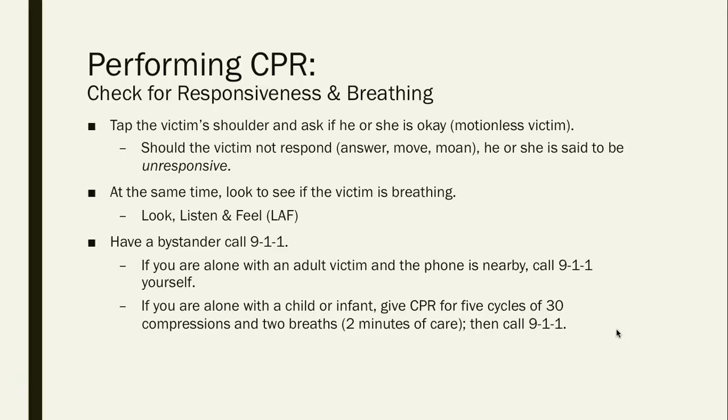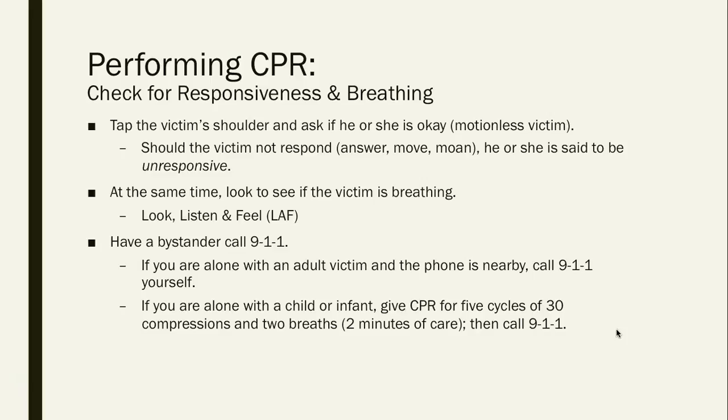At that point, you are going to look, listen, and feel. At the same time, you're going to look, listen, and feel for breathing. Okay? Look at their nose, look at their chest. Is it rising and falling? If you don't see anything, listen. Do you hear any sounds that sound like breathing coming from that person? It might be a gargling sound, it might be a wheezing sound. If it's not a normal breathing sound, that person needs care.